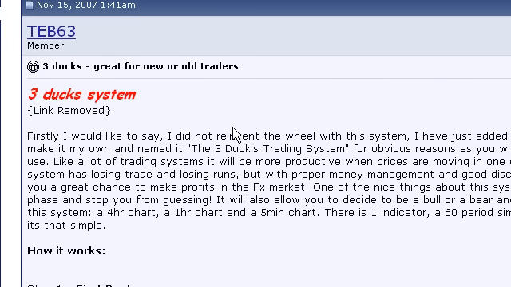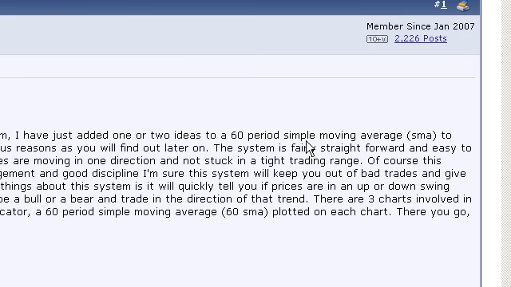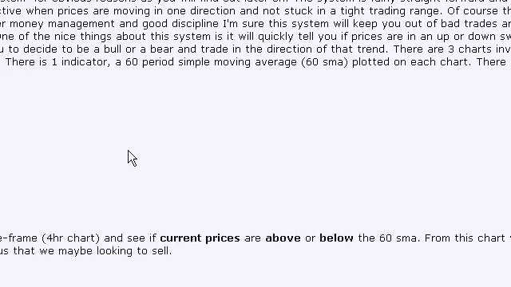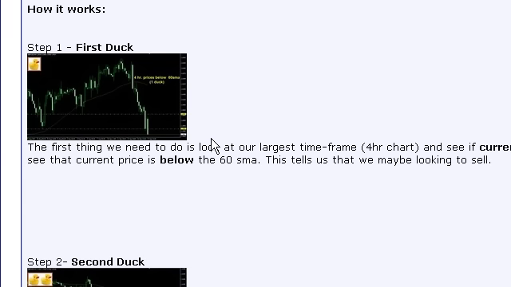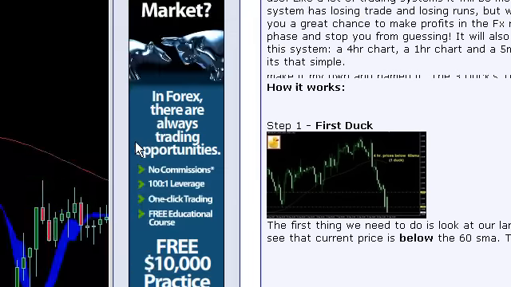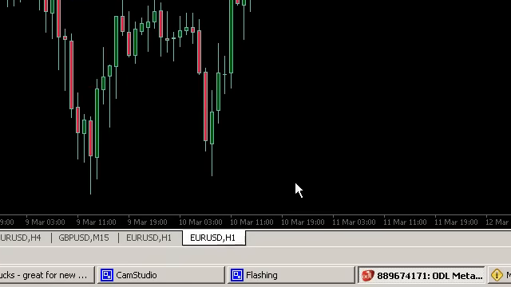It says this system is great for new traders and old traders, so maybe it'll be okay for me. In fact, it is okay for me. I've checked this one out quite thoroughly. I really like this strategy. This strategy is totally based on a 60 period simple moving average. And the idea is to put your 60 period simple moving average on multiple time frames. So let's just do that right now so that we can see what a 60 period moving average looks like on all our time frames.